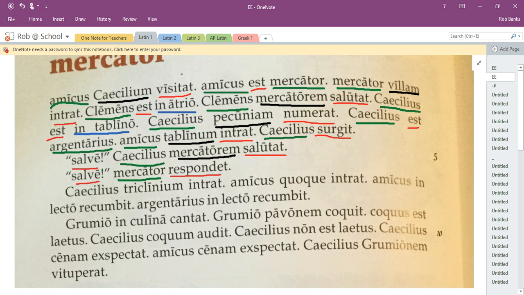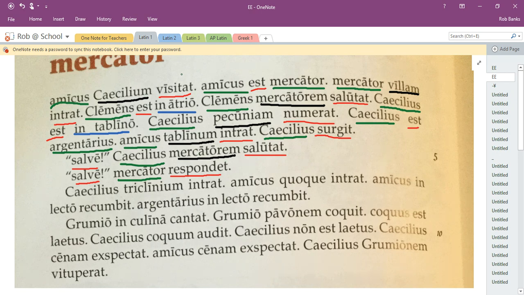Okay. Caecilius triclinium intrat. Amicus quoque intrat. Amicus in lecto recumbit. Argentarius in lecto recumbit. Right, so Caecilius triclinium intrat. Subject first, Caecilius, verb last, intrat. Caecilius enters. What does he enter? What's being entered? Triclinium, the accusative, right? Caecilius enters the dining room, right? We have three places to recline, right?